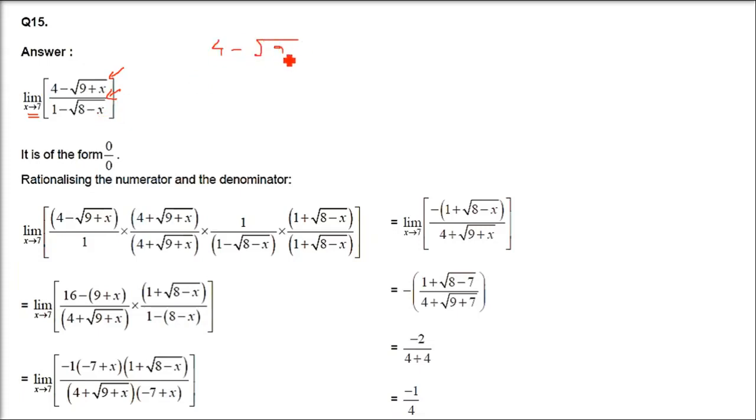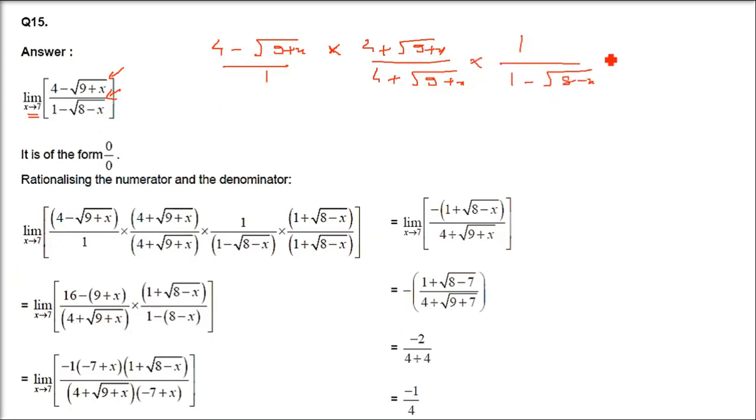Okay. So this is 4 minus under root 9 plus x. Now multiply it with 4 plus under root 9 plus x, and in the denominator you have 4 plus under root 9 plus x. And what about the denominator? You have 1 minus under root 8 minus x. So you just multiply numerator and denominator by 1 plus under root 8 minus x. That is, we are separately rationalizing the numerator and denominator.